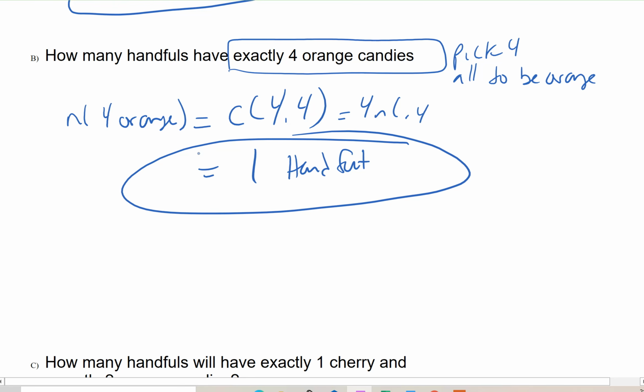Alright, so there's only one way to reach in. There's only 1 handful out of all the handfuls that have all 4 orange candies in them. So the odds are very slim that you do that.